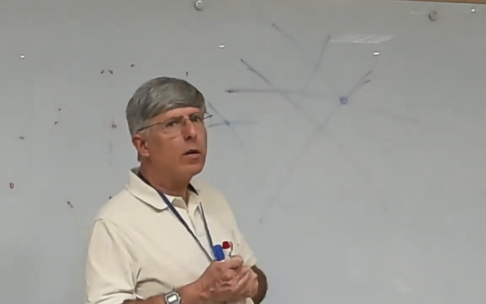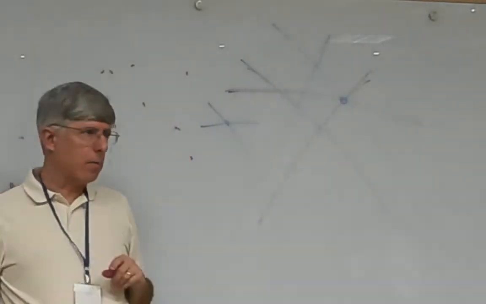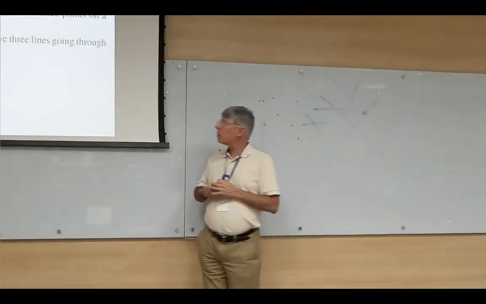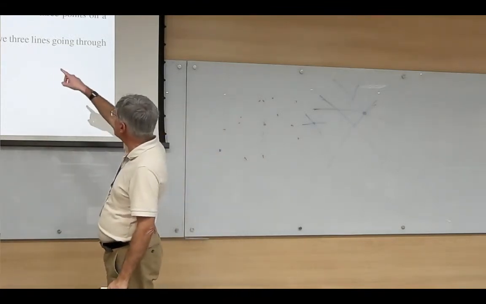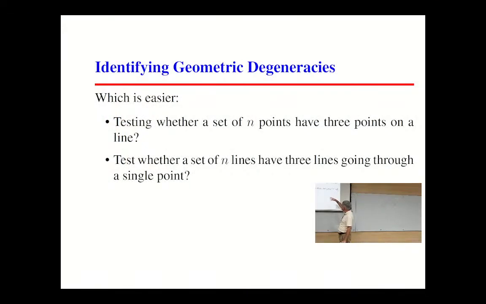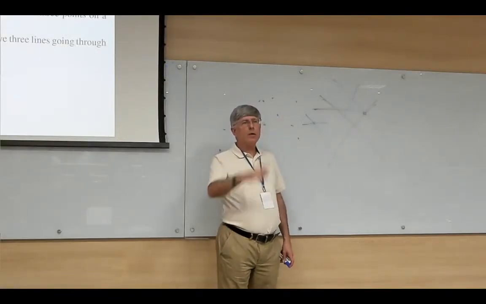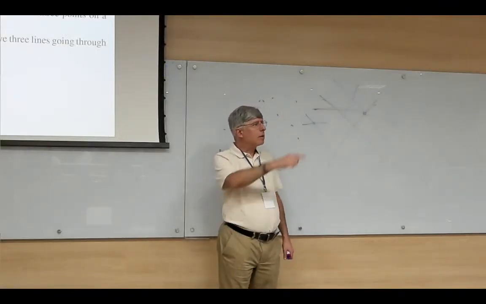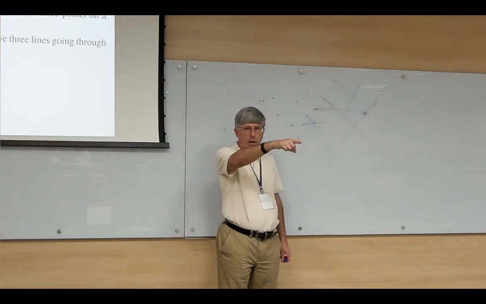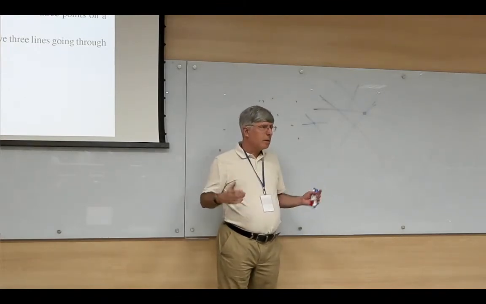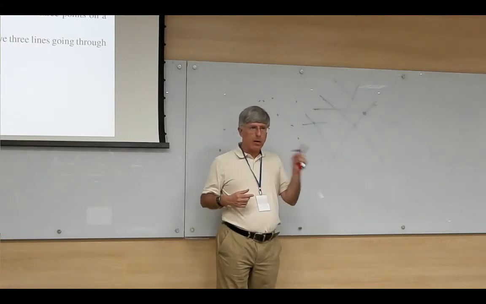Now, if we're looking for a quadratic time algorithm, which of these problems sounds easier to you? Testing whether you've got 3 points on a line, or 3 lines going through a single point? Which of these is an easier problem to come up with an algorithm for? You think the first one is easier? Does anyone think the second one is easier? I claim that they've got to be the same thing. These are exactly the same problem. Does everybody see it?